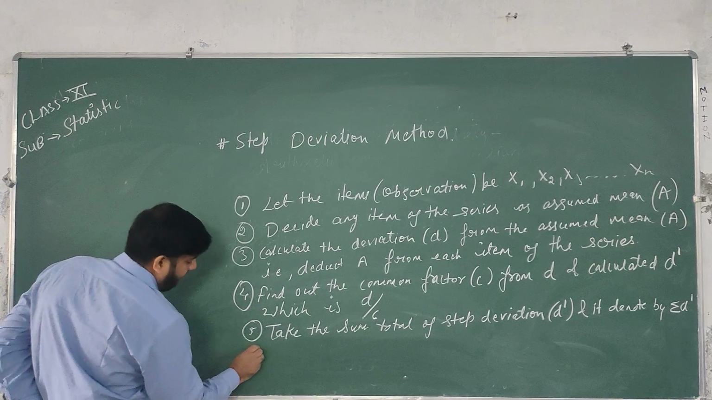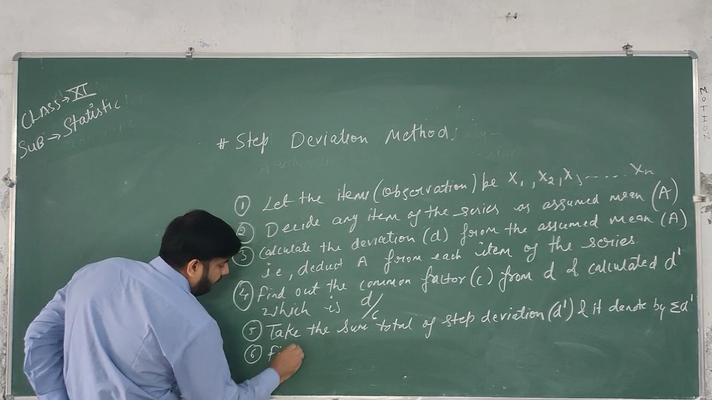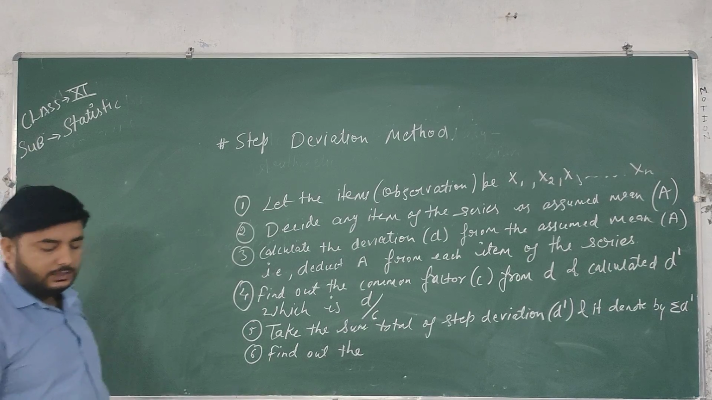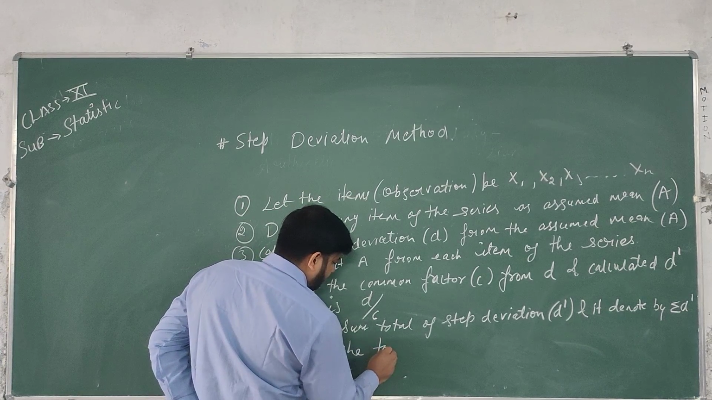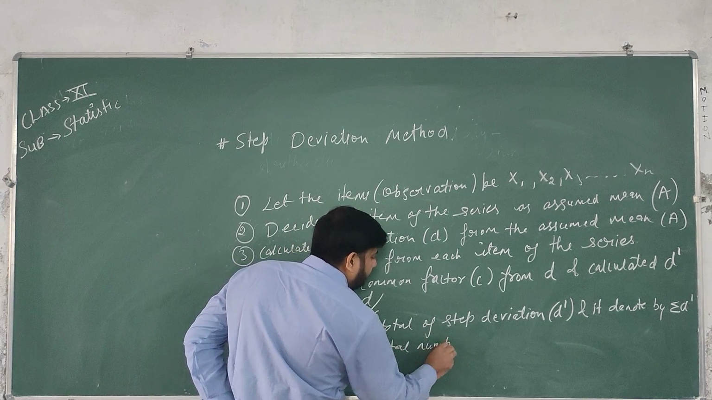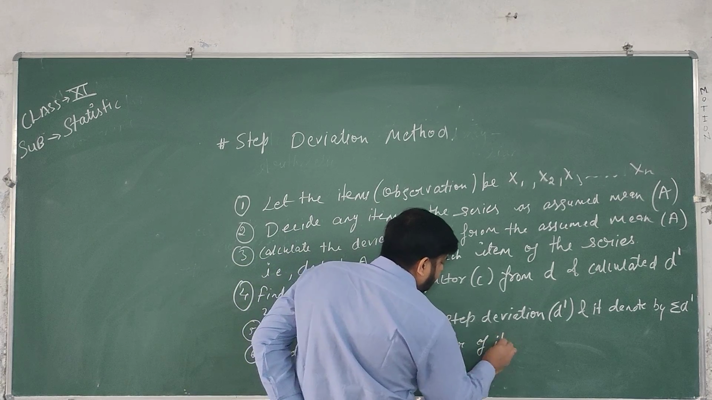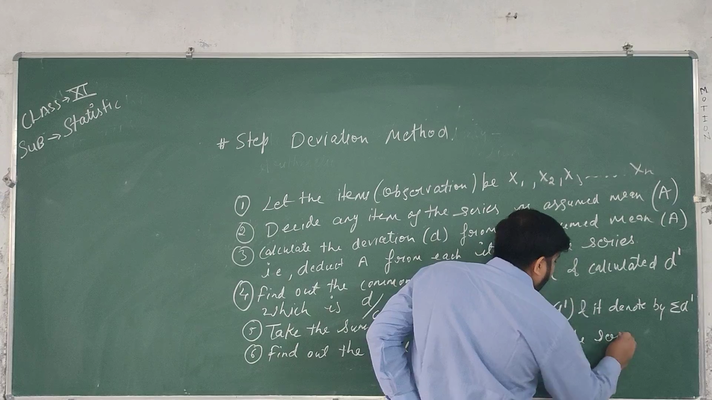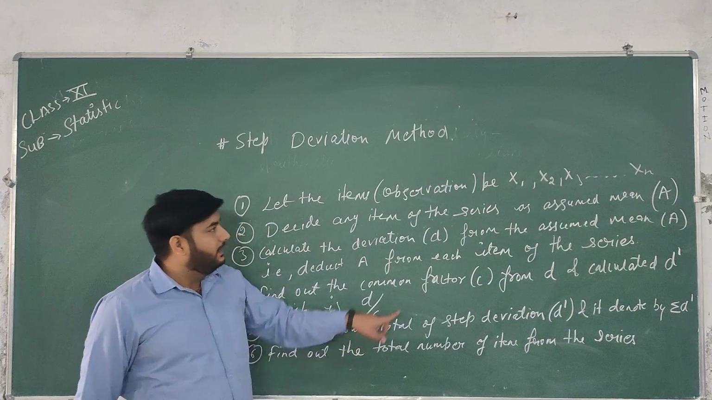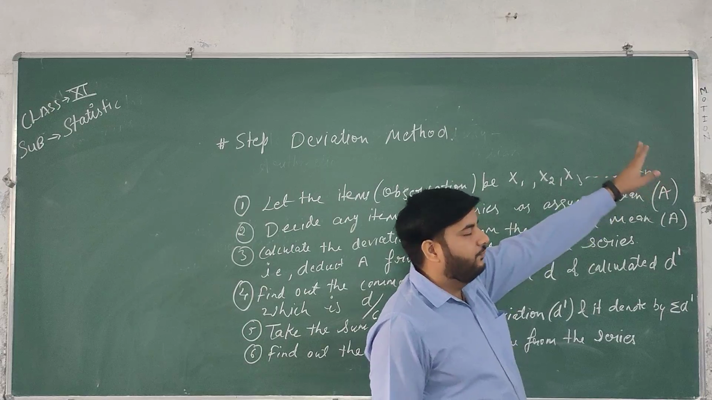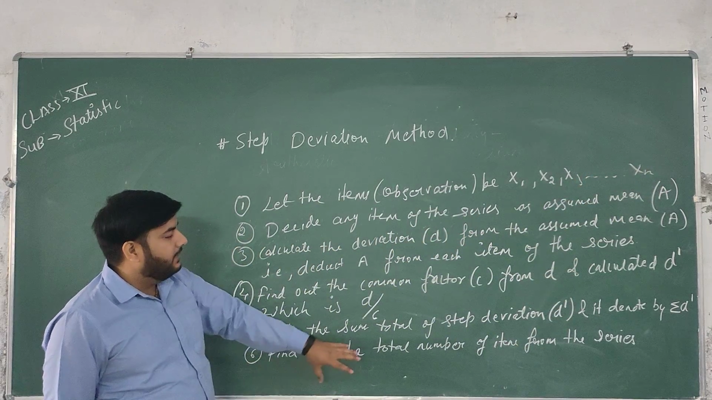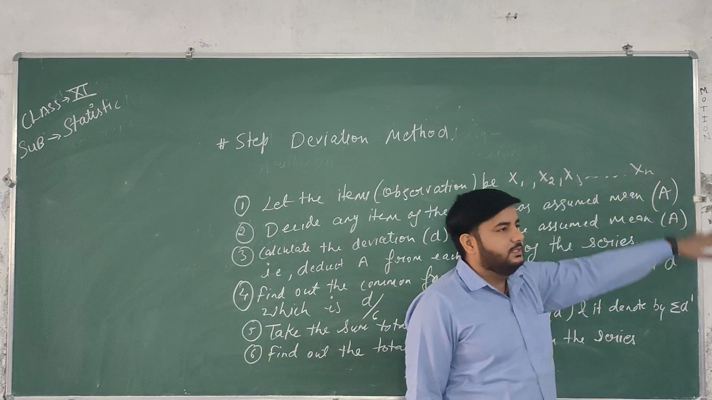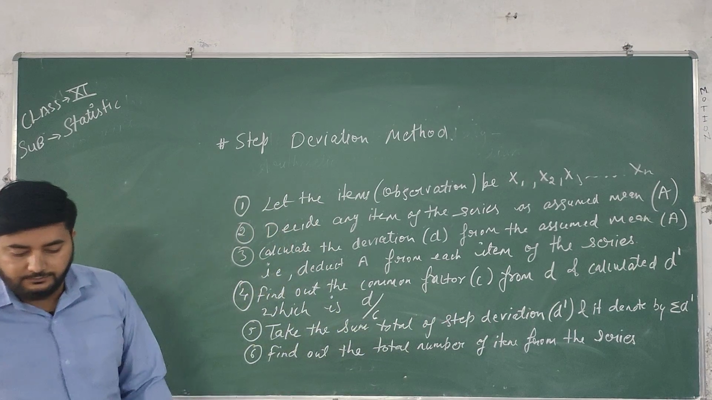Next, find out the total number of items from the series. Whatever series is given, x1, x2, x3, x4 and so on, we total all of them, meaning the number of items given in the series, 1, 2, 3, 4, 5, 6, 7, 8 and so on.